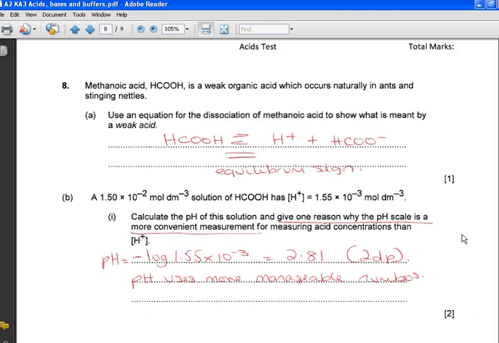Okay, question 8. Quite long because I think there are 3 parts to it. The first part of the question, no one should have had a problem with, but a lot of you didn't put in an equilibrium sign, which I can hardly believe. The dissociation of a weak acid obviously is an equilibrium, and if you put an arrow there, then you didn't get that mark.